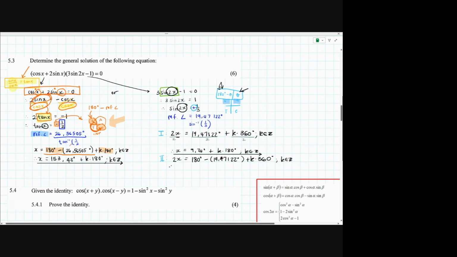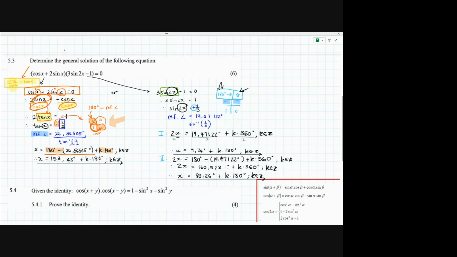We're solving. So how you choose to do this is up to you. 180 minus that 19, whatever, is 160,528. And there's a whole long decimal, but we can just stop there. Plus k times 360. And again, we are going to divide everything by 2. And so we get x is equal to 80,26 plus k times 180. We divide everything by 2. And so these are our 2 solutions for the sine equation.